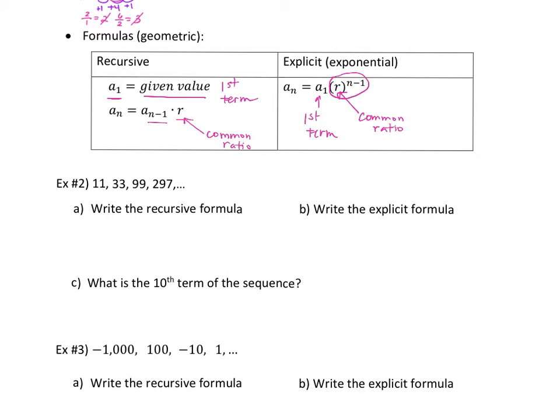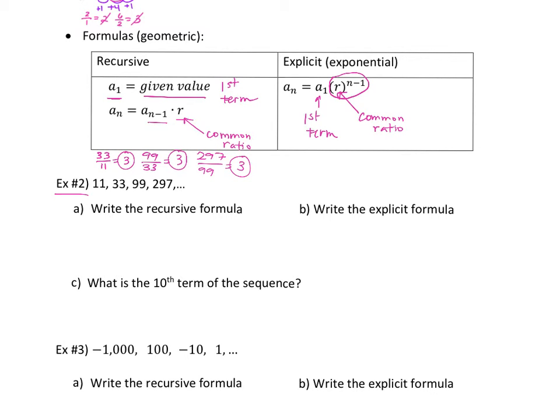So let's try some of those out. Look at example 2 here. You have 11, 33, 99, 297, and it says write the recursive formula. And they'll tell you typically on these that it's a geometric sequence, but you can also check it, right? 33 divided by 11 is 3. 99 divided by 33 is 3. And 297 divided by 99 is 3. So you can see that it's geometric because you divided and you got a constant, okay?